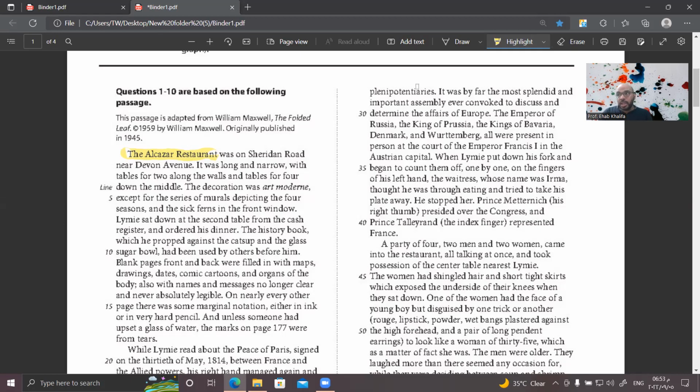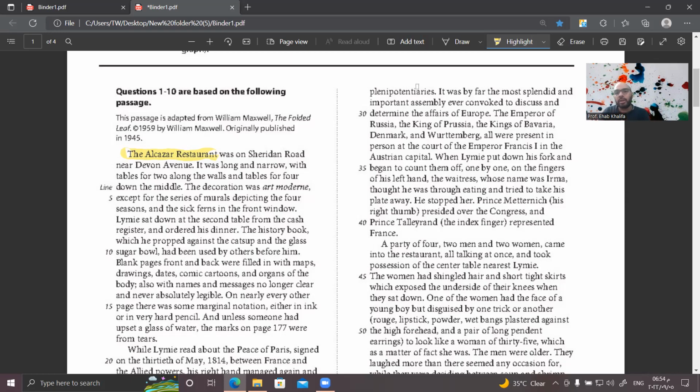The next sentence begins with a decoration. Decoration of what? The decoration of the restaurant. It is not important. I need the incident that occurred in the restaurant. What occurred in the restaurant? What happened? I'm looking for the conflict. I'm looking for the main idea, the big idea.